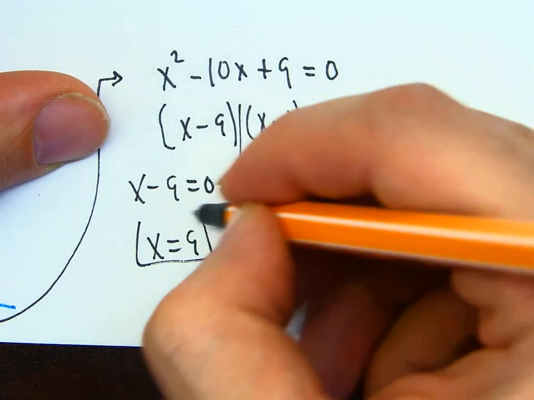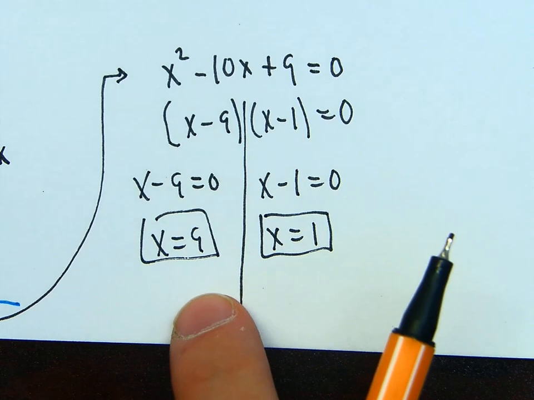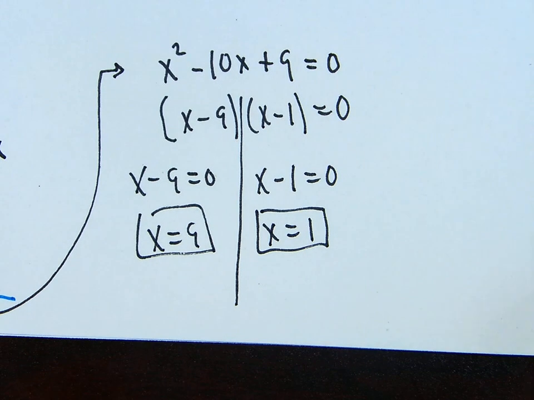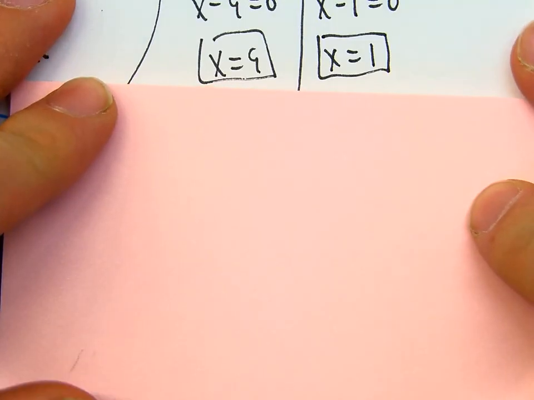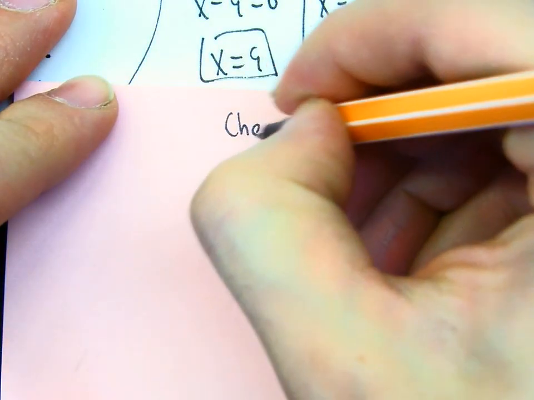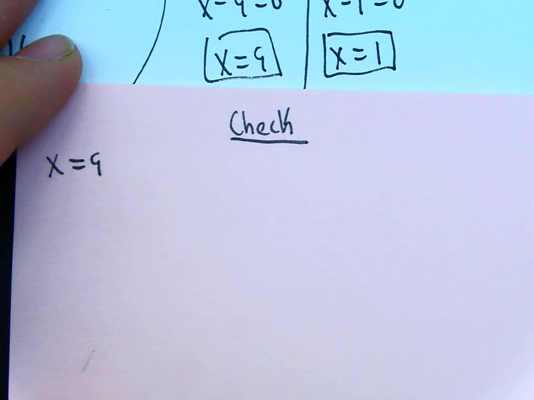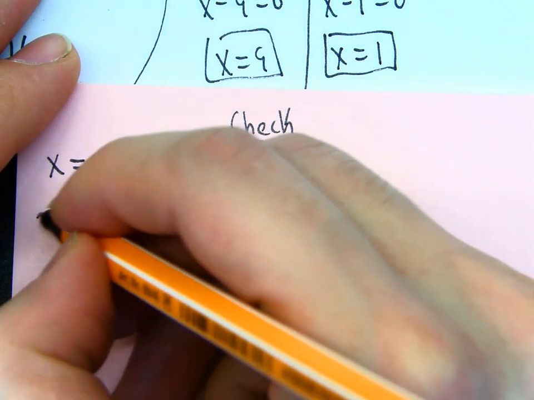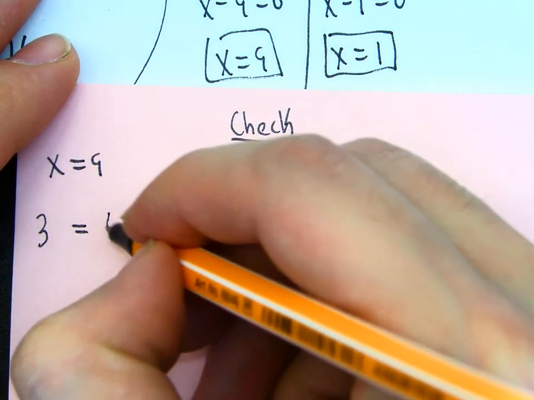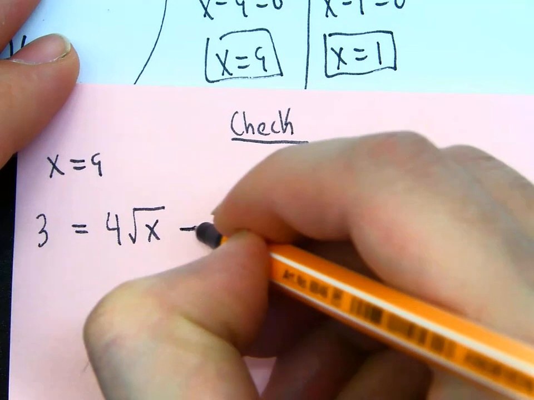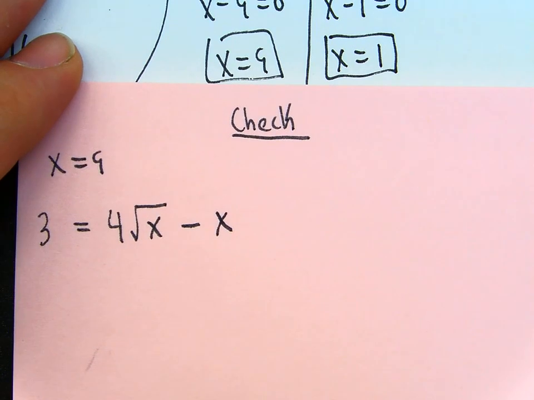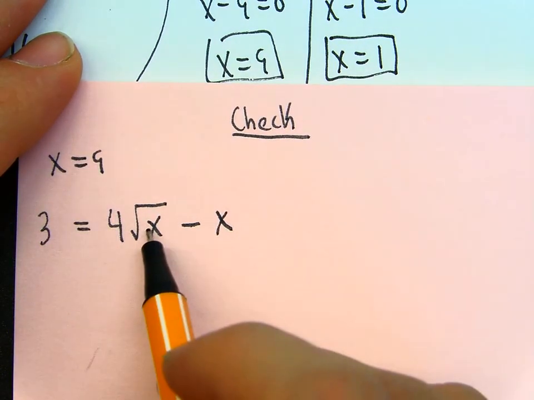Okay? But once we get to this point, what do you have to do? Right? You should know this by now. What do we have to do next? We have to check it. Okay? So check x equals 9 if it works. Right? What is the original equation? It's 3 equals 4 radical x minus x. Okay? So let's substitute. Anywhere we see x, we put in 9.